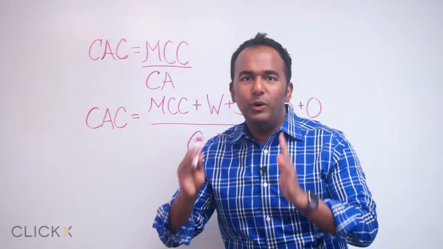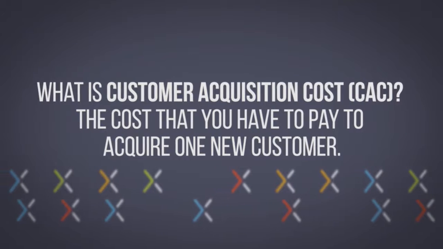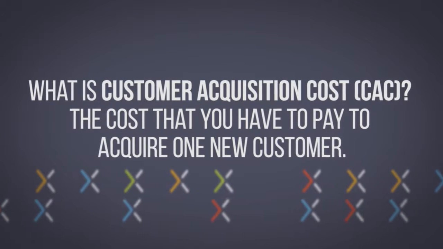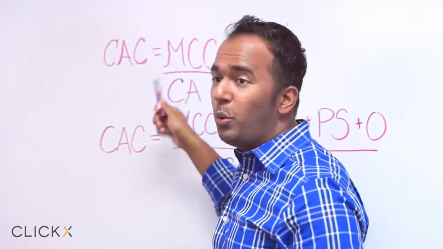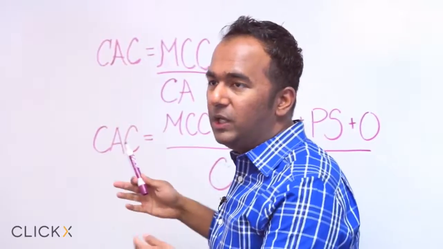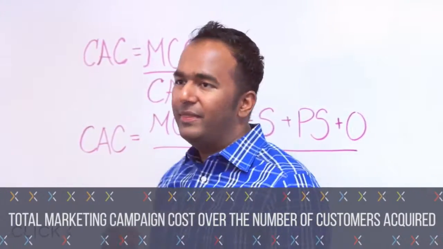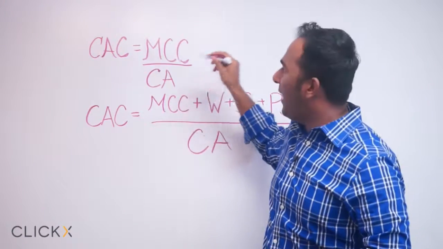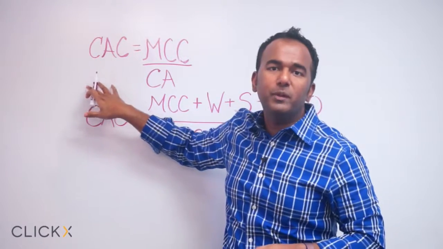All right, so what is customer acquisition cost? It is the cost that you have to pay to acquire one new customer. Essentially, CAC, customer acquisition cost, is MCC, that is total marketing campaign cost, over the number of customers acquired. That's what you're trying to get. You need to look at how many customers you acquired at the end of the month and figure out how much you spent in that marketing to get the customer acquisition cost. It's a very important number.